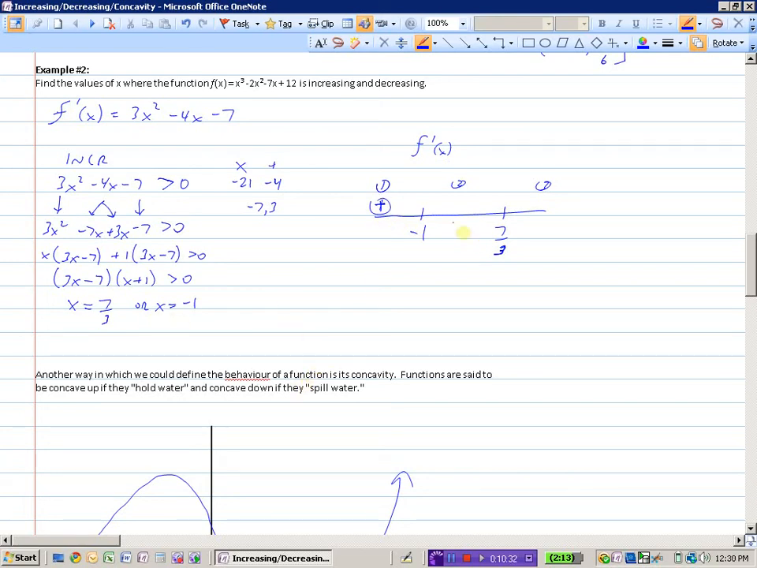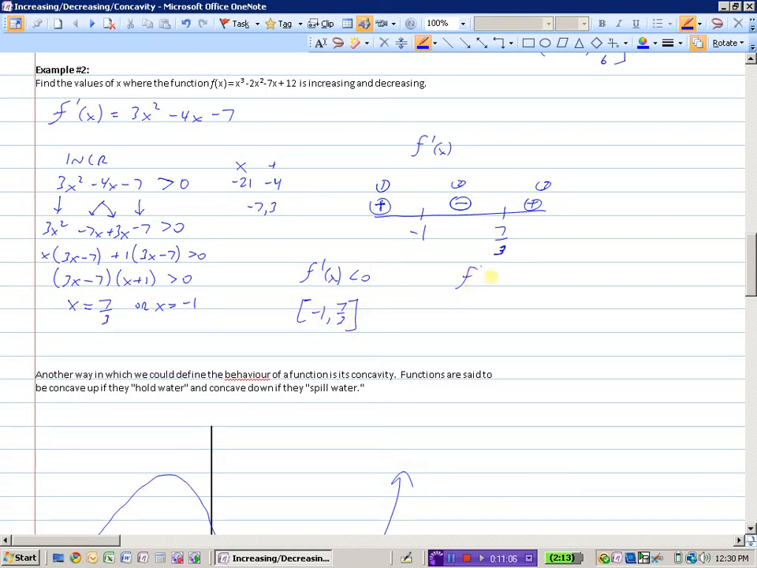If we look at it between negative 1 and 7/3, say let's try 0, this term would be negative, this term would be positive. A negative times a positive is a negative. So f prime of x is negative in this area. And if we look at greater than 7/3, say a number like 10, this is positive, positive, positive. So where is f prime of x less than 0? On this region right here.